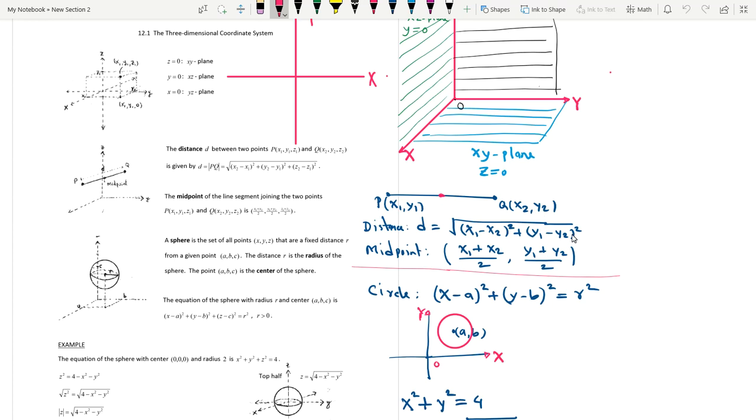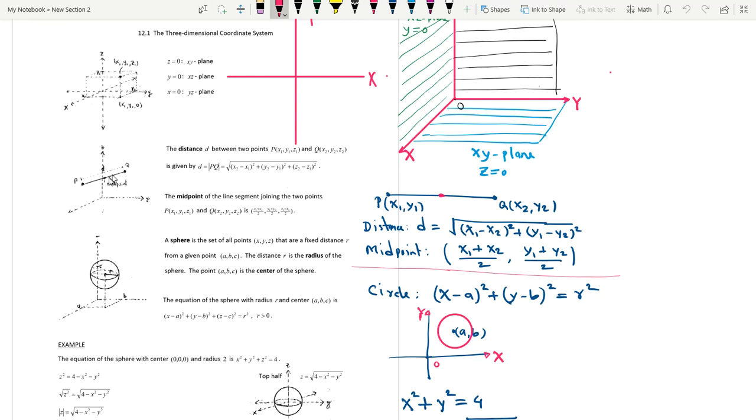Similarly, in three-dimensional coordinate system, the distance is defined as square root of x2 minus x1 whole square, or you can write x1 minus x2 whole square, it doesn't matter, plus y2 minus y1 whole square plus z2 minus z1 whole square. So there is a similarity between the formula of three-dimensional system and two-dimensional coordinate system.